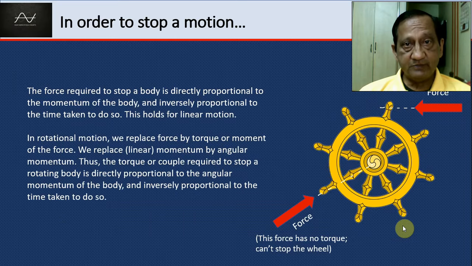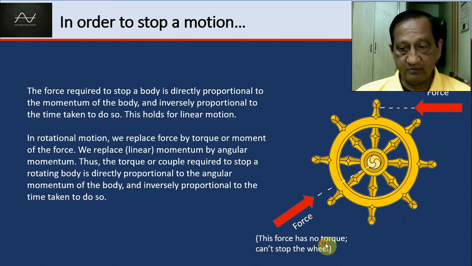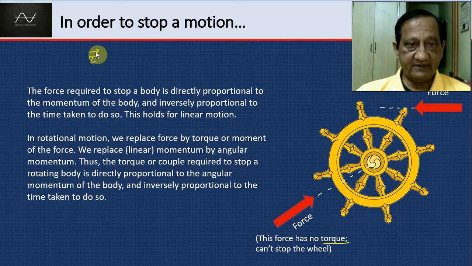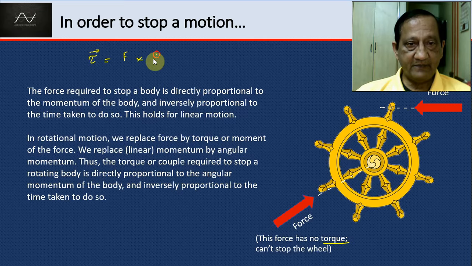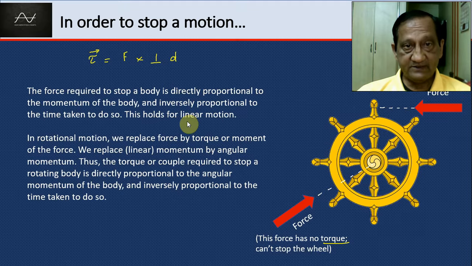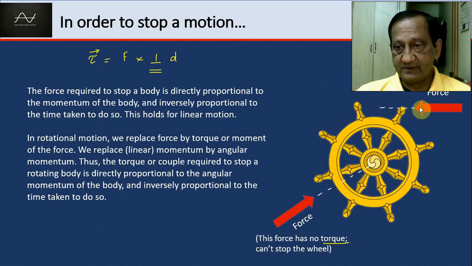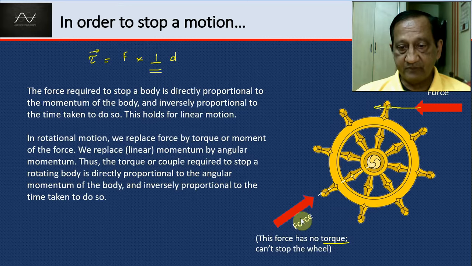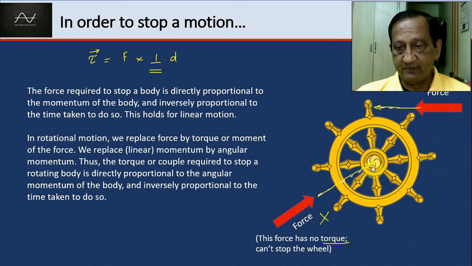In order to stop a motion in the case of rotation, we need something called torque, or moment of a force. Torque is written as tau, and that's a vector. That is force multiplied by perpendicular distance, not any distance. And what is this perpendicular distance? This force exerted on this bar will be able to stop this wheel, but this force cannot. This force is passing through this point about which it is rotating.